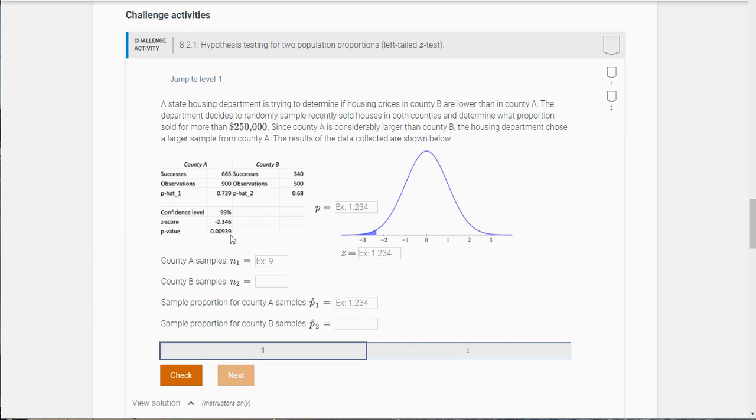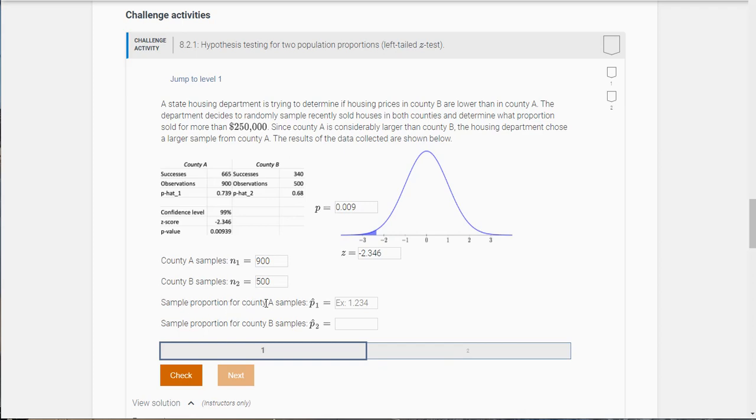Okay, so what is the p? So you can see it's right here. It's 0.009, so they want it to 3 decimal places. What is the z? Well, it looks like it's negative z-score, negative 2.346. And then it says, what is the number of samples in County A? Well, the observations here, that's 900. And what is the County B samples? Well, that's the observations here for B of 500.